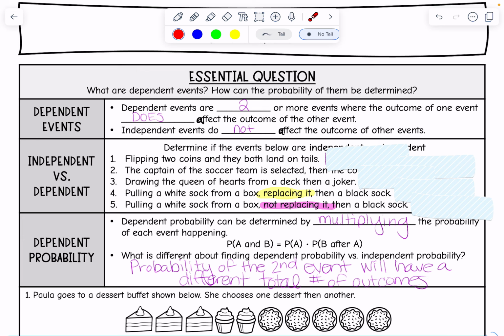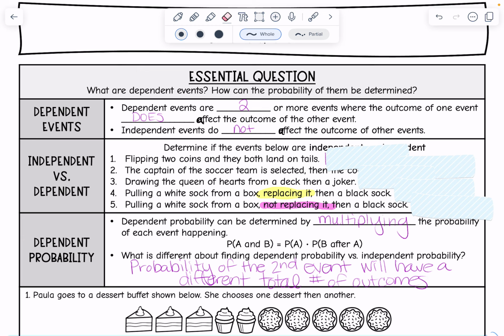Or it could be having a collection of items, pulling something out, putting it back in, and then drawing a second time. But we also have something called dependent events. So dependent events are where we have two or more events where the outcome of one event does affect the outcome of the other. And so we're going to look at some situations here. We'll talk about if they're independent or dependent and why. And then we'll find some dependent probability for some different scenarios.